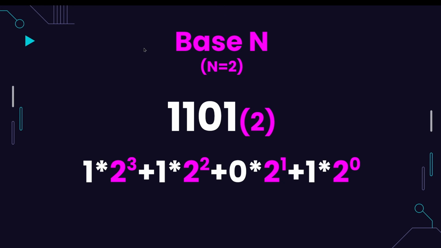So now, remembering the pattern that we had just now in base 10, this can be represented as 1 times 2 to the power of 3, 1 times 2 to the power of 2, 0 times 2 to the power of 1, and 1 times 2 to the power of 0. And this is basically how you go from base n to base 10. You represent it in this expanded place value format, calculate this value, and then it becomes base 10.